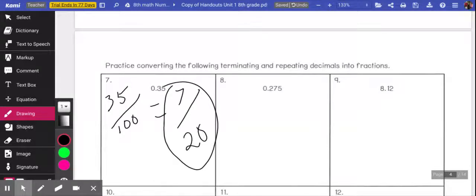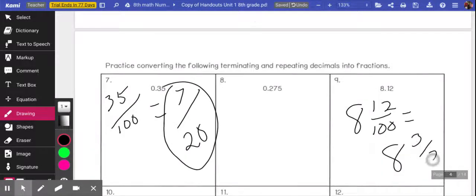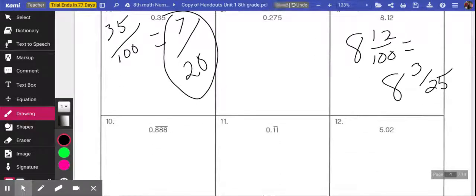This one, you say it just like it sounds, 8 and 12 hundredths. And so then you have to reduce that part of the fraction. So divide them both by 4, and we get 3/25. Okay, you should be able to do this one. Now let's look at these repeating ones.